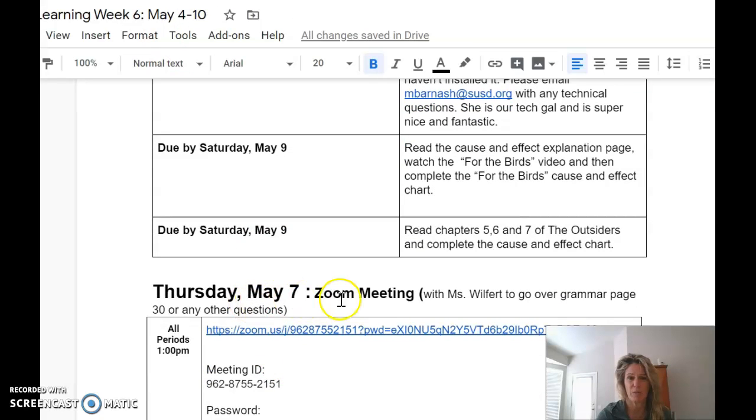Keep in mind down at the bottom of our chart, we have the Zoom meeting. Please come and visit me if you have any questions or even just want to say hi.